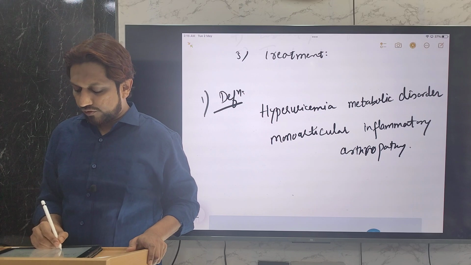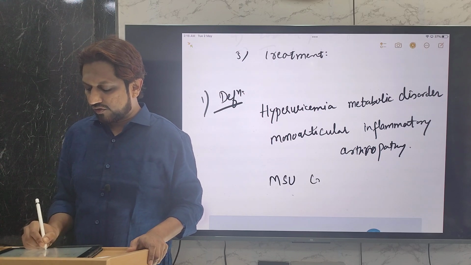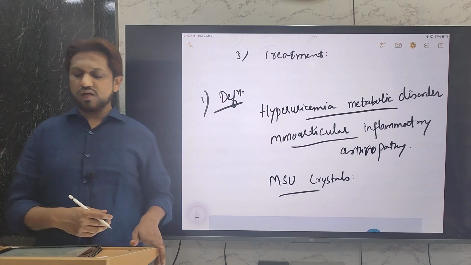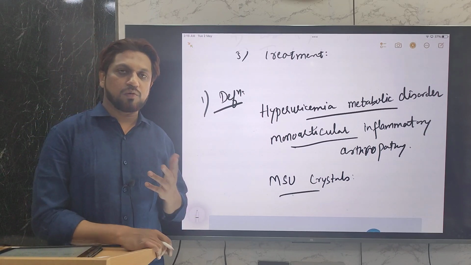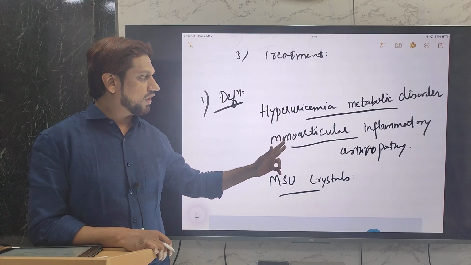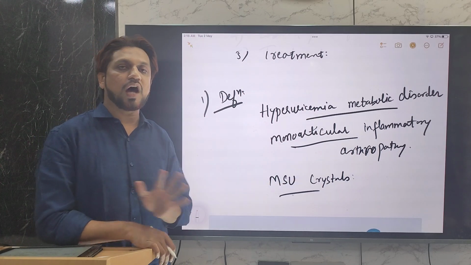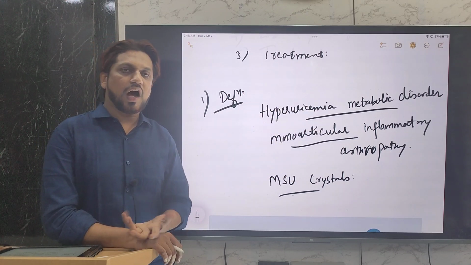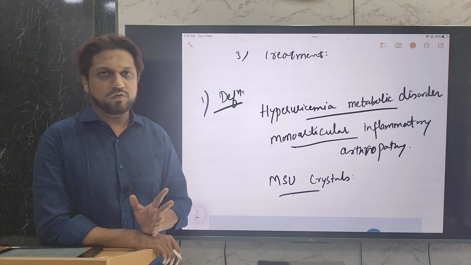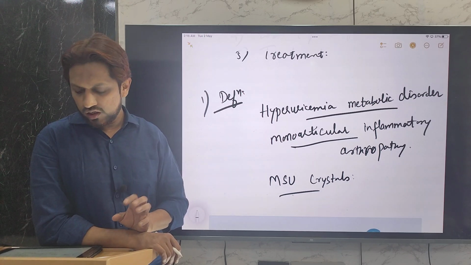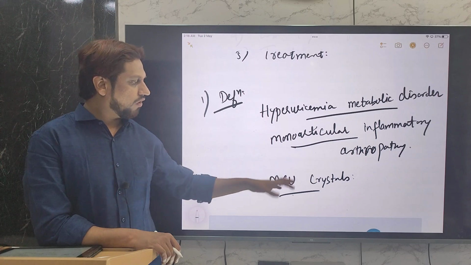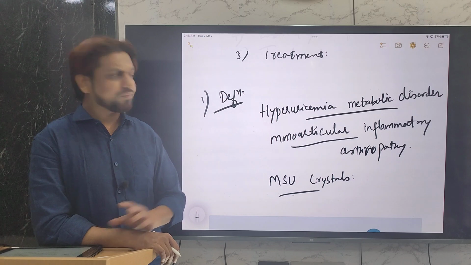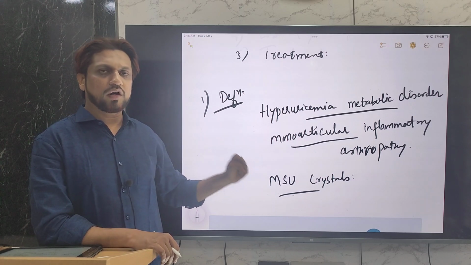It leads to the deposition of monosodium urate crystals in the joints. So what is the definition of this clinical condition? It is a hyperuricemic metabolic disorder which typically manifests as monoarticular inflammatory arthropathy. Monoarticular means a single joint; inflammatory arthropathy means an inflammatory joint disorder. Basically it's an inflammatory disorder, and it leads to the deposition of monosodium urate crystals because of the high content of uric acid.